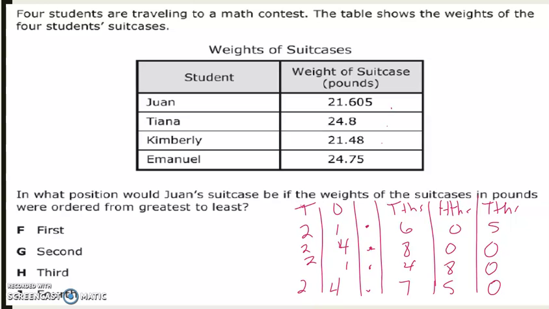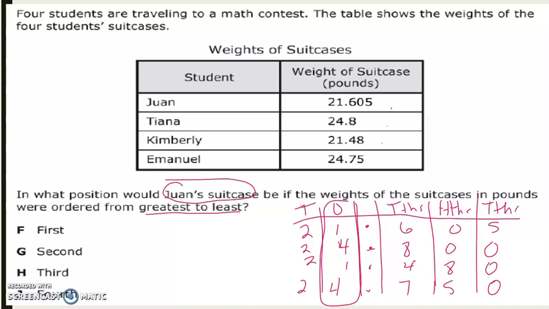So now I'm going to look to put them in order from greatest to least. And I'm looking for Juan's suitcase. Okay. Now we know greatest means the biggest number. So let's start in our tens place. In our tens place, we all have 2. So I can't use the tens place. So I'm going to look at my ones place. I do see that I have different values in there. I have 1, 4, 1, and 4.